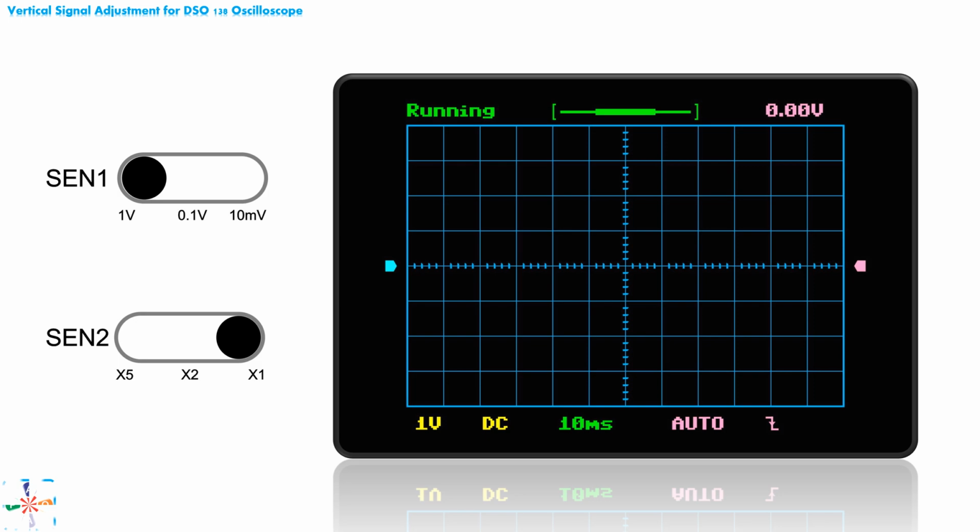So, when the SEN1 switch is in position 1 volt, and the SEN2 switch is in position X1, this means that the height of one square equals 1 volt. You will also notice that the bottom left icon on the display shows the current value of the SEN1 selector, in our case 1 volt.